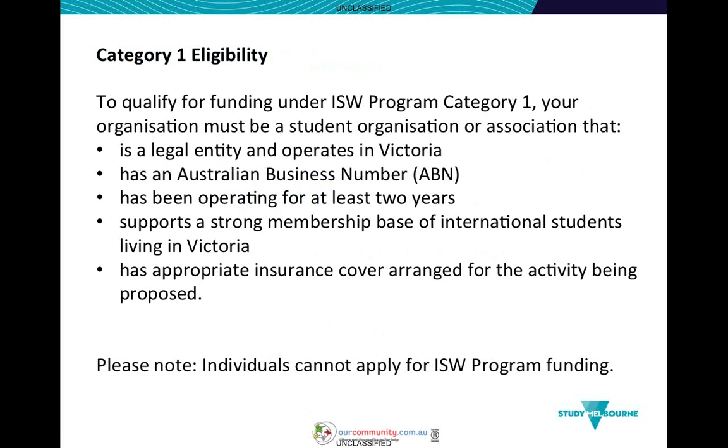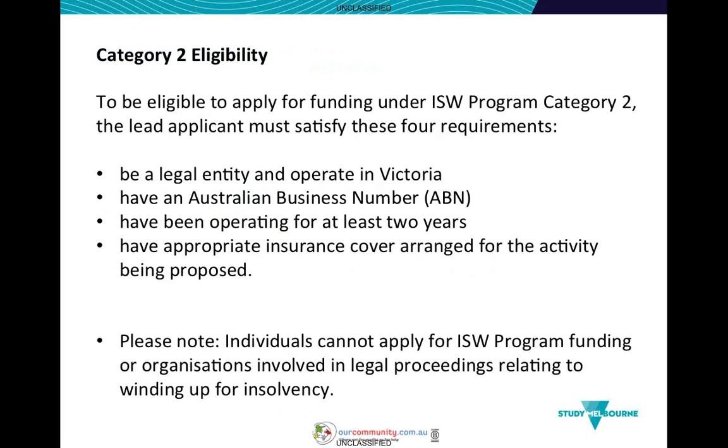Category 2 eligibility, the lead applicant has to satisfy 4 specific requirements: to be a legal entity and operate in Victoria, have an ABN, have been operating for at least 2 years, and of course ensure they've got the appropriate insurance cover. And again, individuals can't apply, and in particular for Category 2, organisations involved in legal proceedings relating to winding up for insolvency are also ineligible.